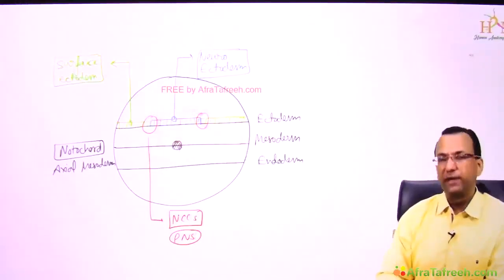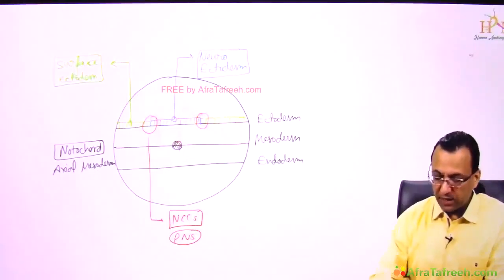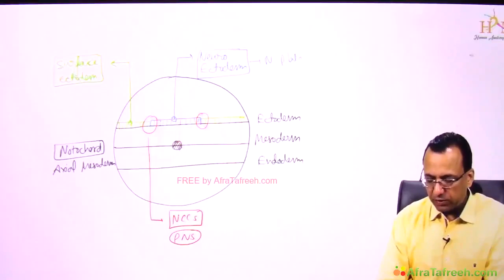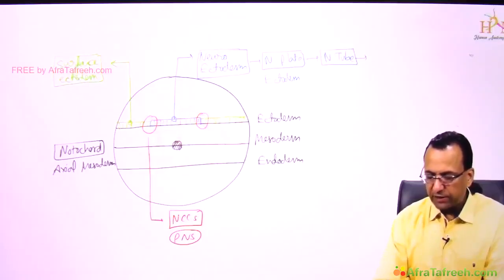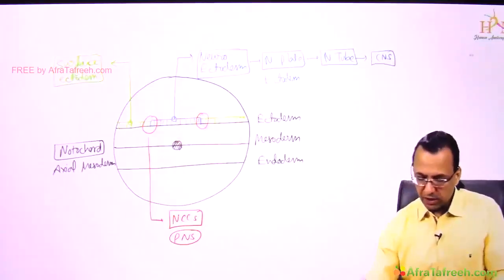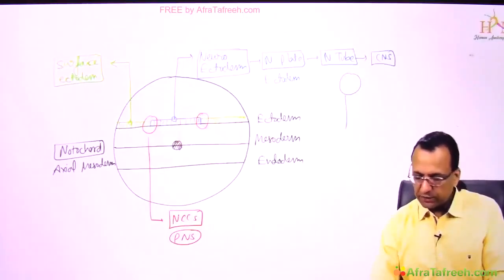Actually, one plate will develop. And what is the name of that plate? That plate is called the neural plate ectoderm. And what is the neural plate ectoderm doing? Neural plate ectoderm will form the neural tube. And what is the neural tube forming? It will form the CNS. And what do you include in the CNS then? That is the brain and the spinal cord.